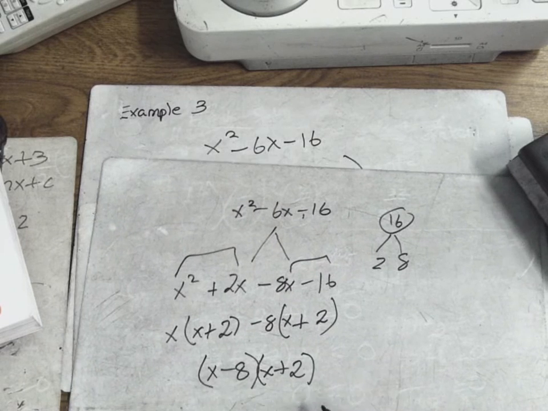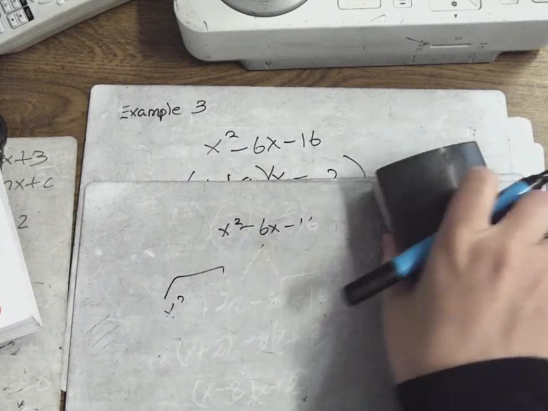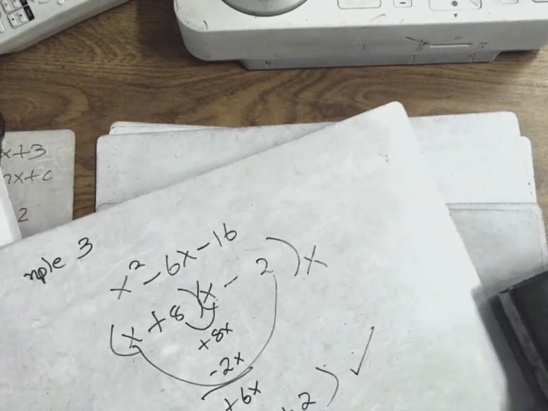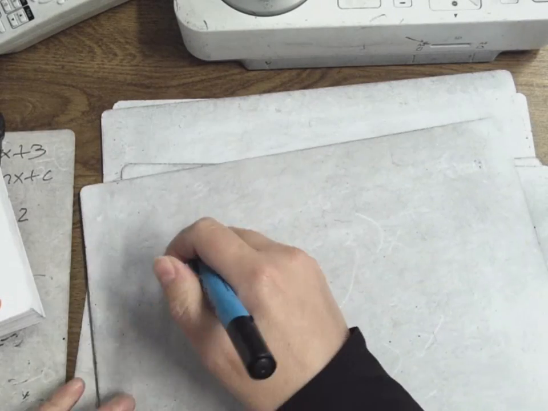So x minus 8, x plus 2. Same answer. Right, Sean, are you okay with that? Yeah. Right, okay. I'll do one more example. I'm going to leave the harder ones until tomorrow. We're just going to stick with the easier ones today.